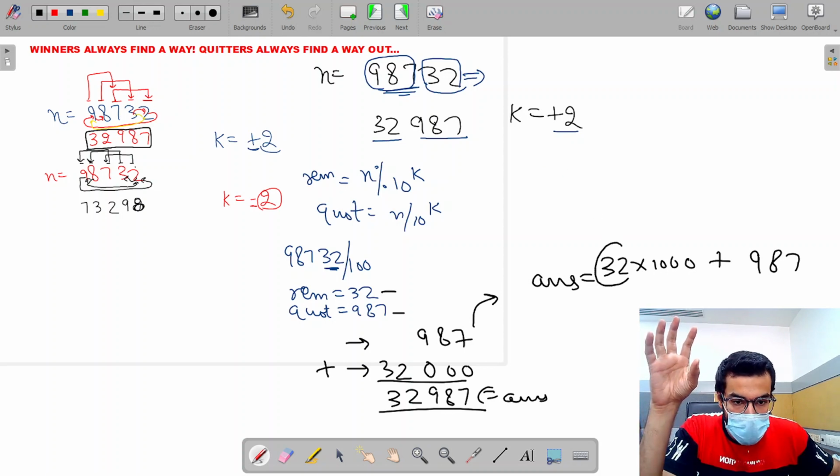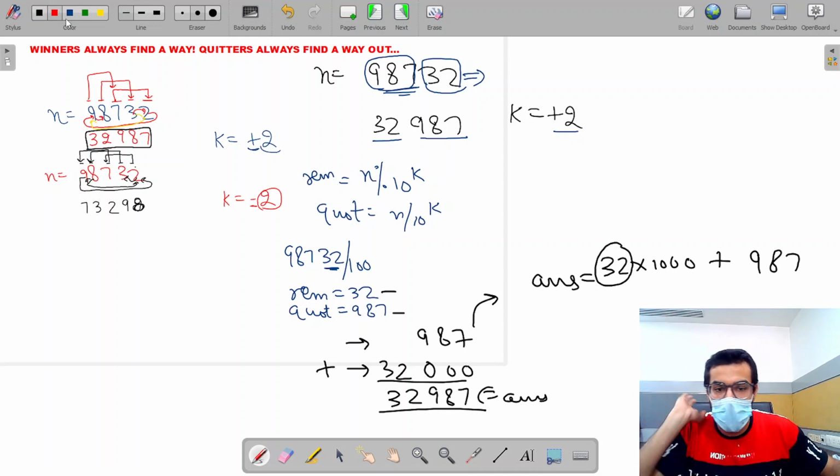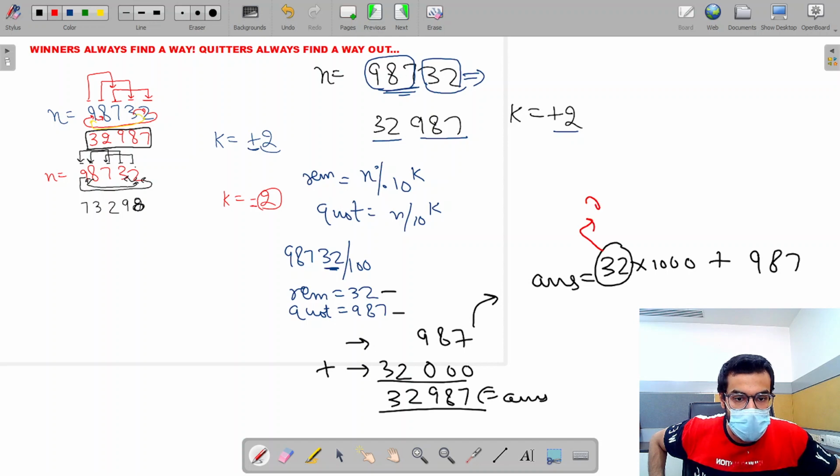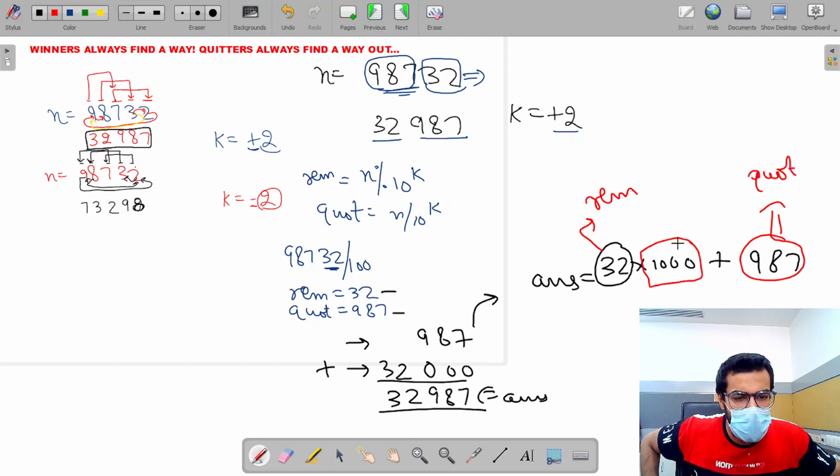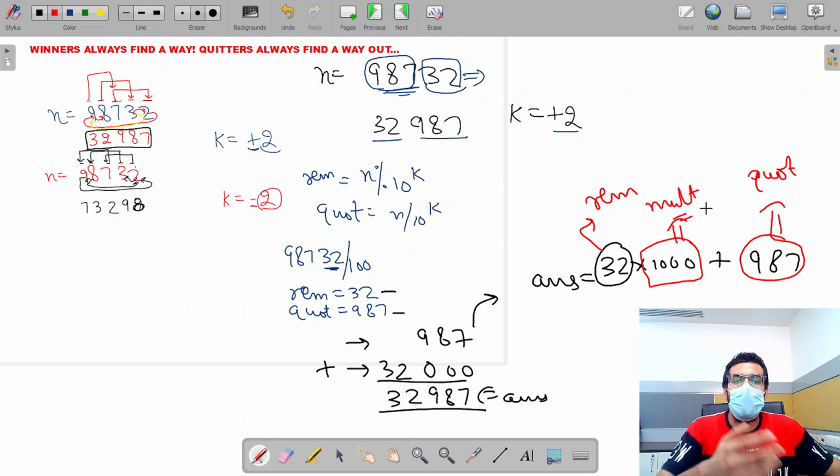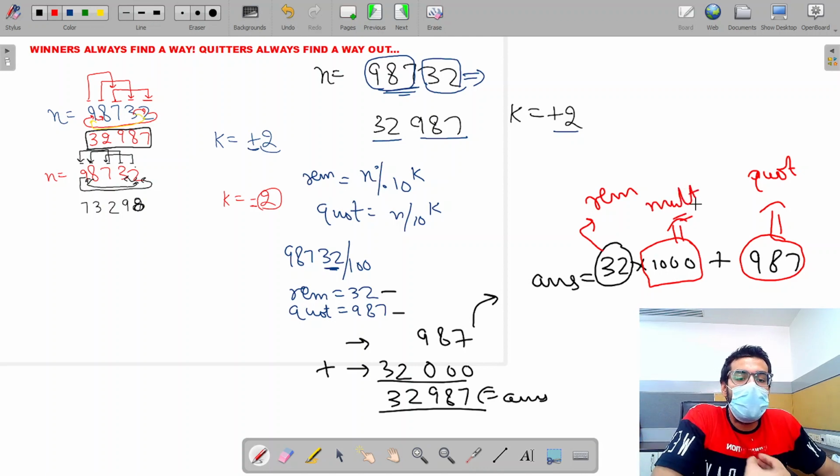Our answer is totally made. This is the remainder. This is our observation. I'm not doing anything else, I'm just taking observations from this. So this is remainder. This is the quotient. This is our second observation. And this is some power of 10. Now we need to calculate what power of 10 it will be, what power of 10 the multiplier will be. Let's say that this is nothing but the multiplier.